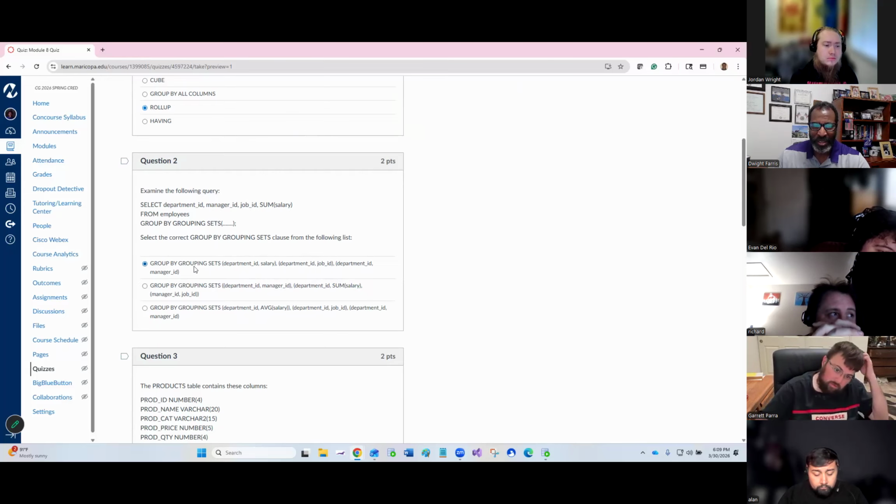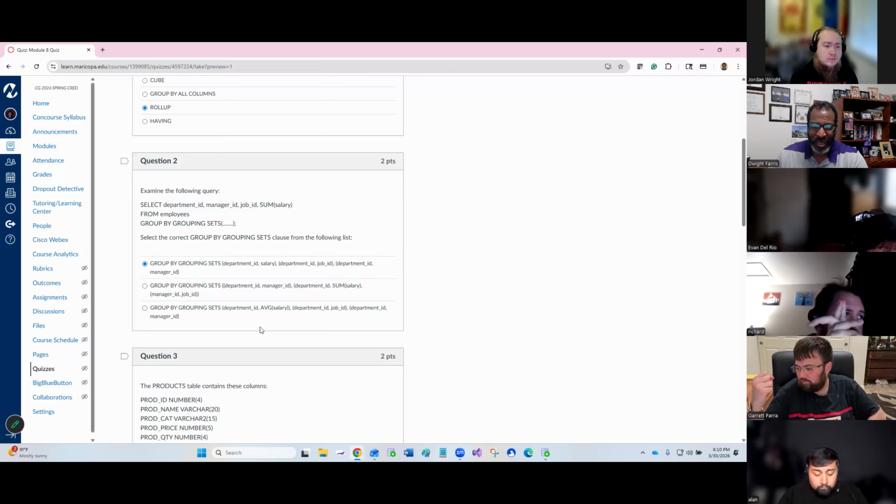So it's the one that includes all those particular columns: department ID, salary, department ID, job ID, department ID, manager ID, and that's the only one that has grouped those correctly as far as grouping sets.